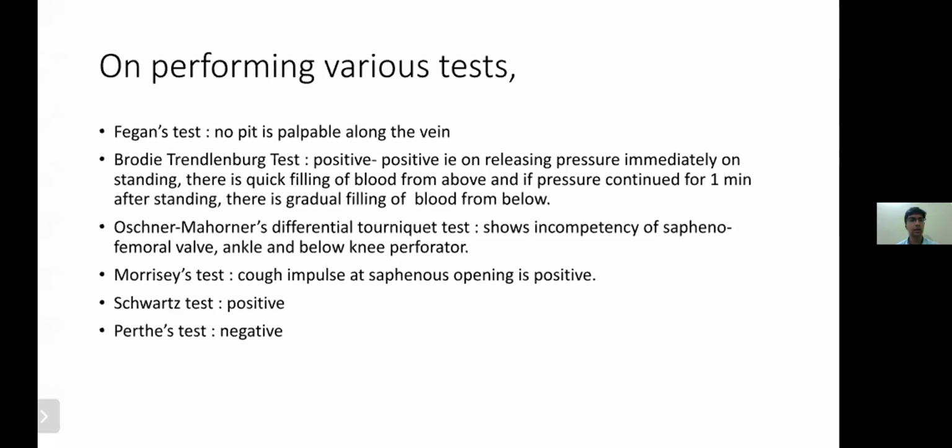The rest of the tests, like Morris's, Perthes', and Schwartz and Fegan's test. Fegan's is also not required per se, but still, if you want to do it, you can do all those tests, supposedly if you do not want to get away. First thing in all this is you should know where the saphenofemoral junction is. So what is that point known as, and how do you find that point? Clinically, how do you find the SFJ?